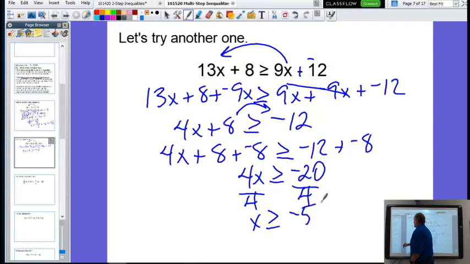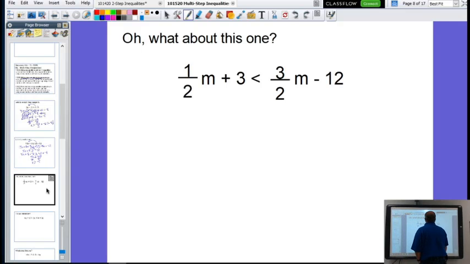Okay, so let's see what this next problem is. Oh my. Well, if you remember that standard, it talked about rational numbers, and you're going to have to deal with some rational numbers. Okay, so here's one. So let's write this one down. 1/2 m plus 3 is less than 3/2 m minus 12.